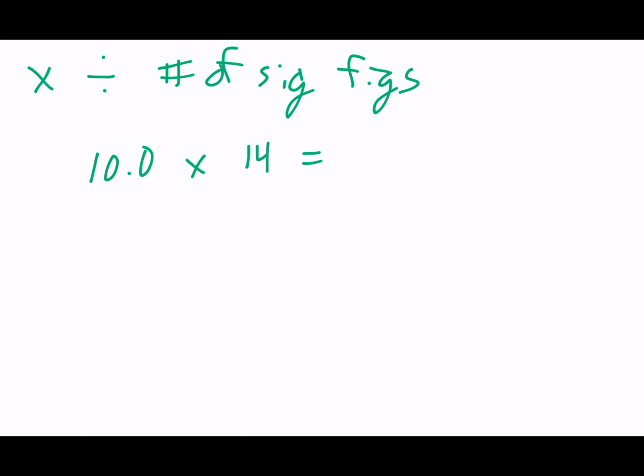All right. So the first thing you're going to have to do is tell me how many sig figs are in each of these numbers. I'll handle the 14 first. That's the easy one because I have two non-zero numbers.